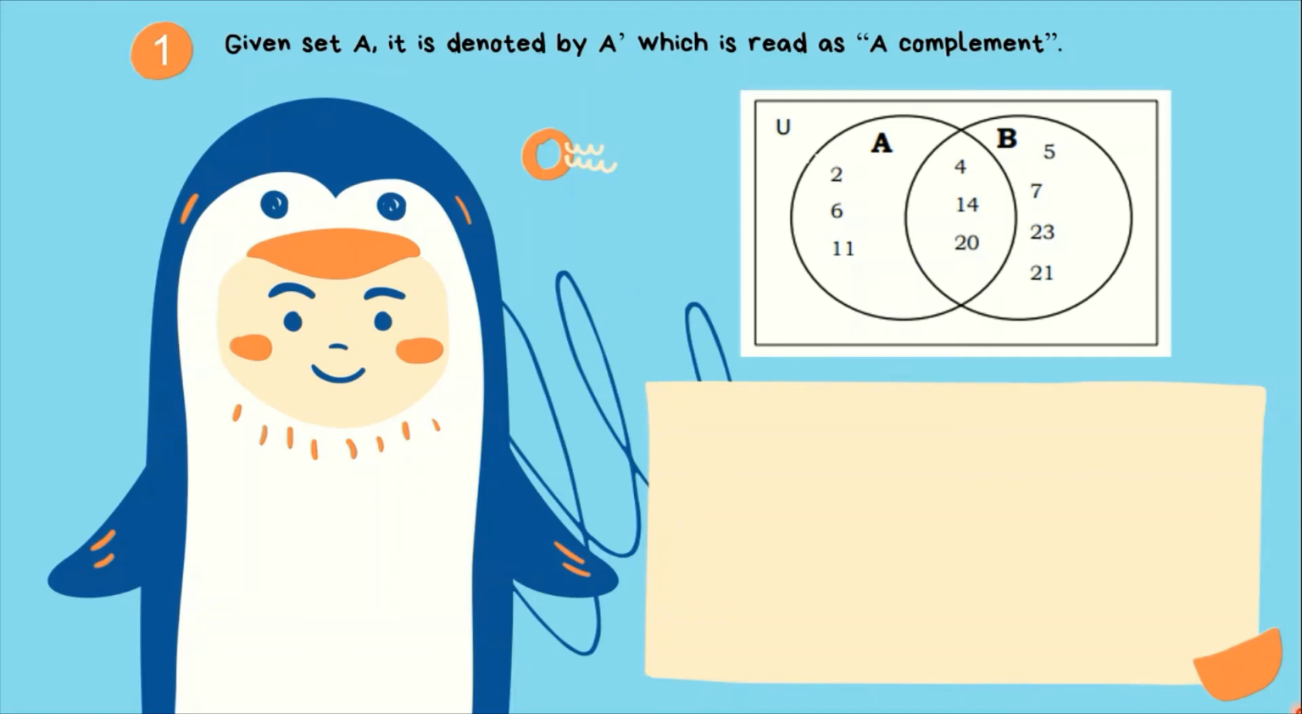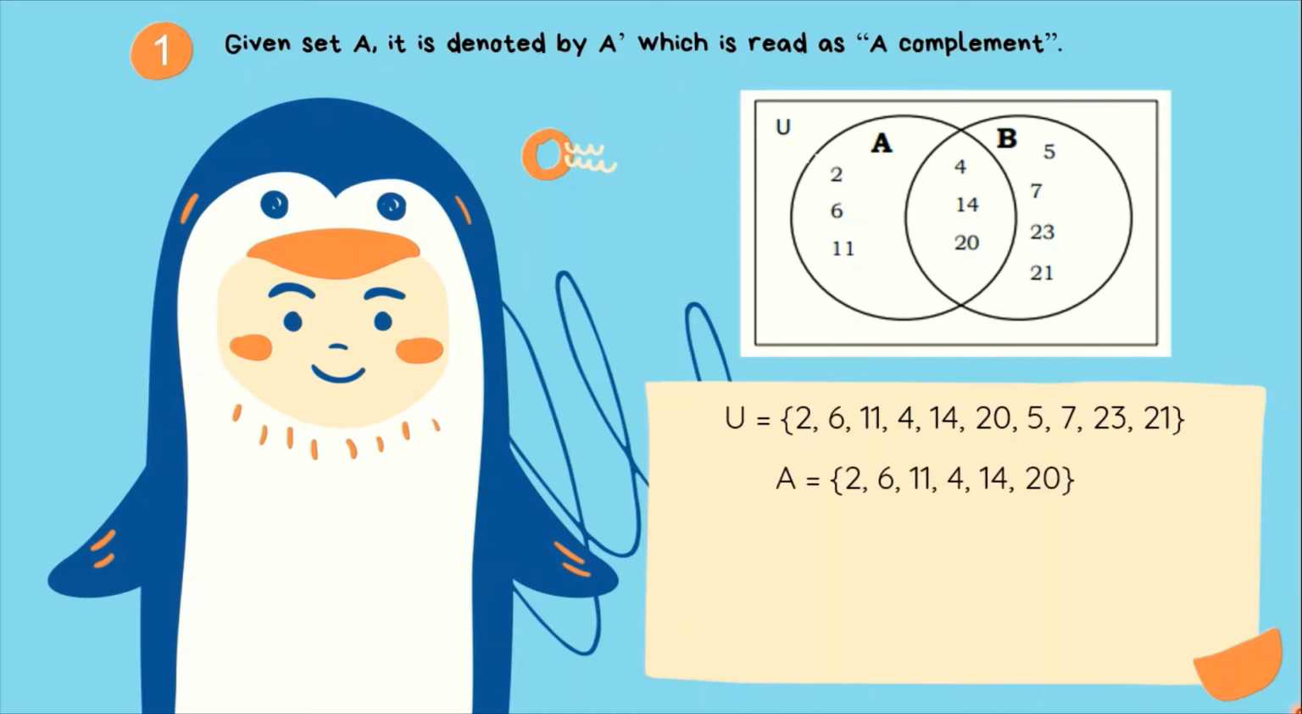Given this same universal set, we have two sets A and B. This is the universal set, meaning ito yung lahat ng numbers na napapaloob kay universal set. We have set A, which has the elements 2, 6, 11, 4, 14, and 20. So, when we refer to a complement, it means any element na wala kay A, pero nandoon siya kay U.